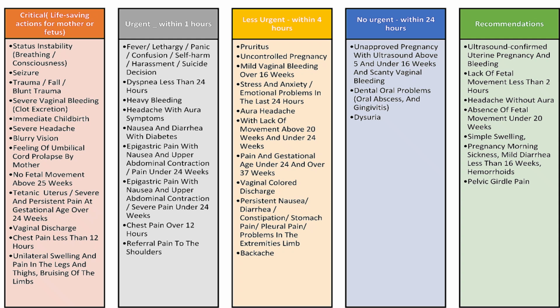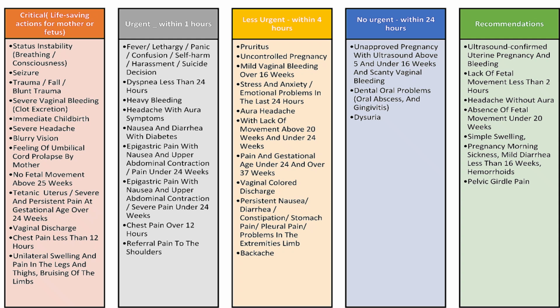severe vaginal bleeding, that is the clot excretions, immediate childbirth, severe headache, blurry vision, feeling of umbilical cord prolapse by mother, no fetal movement above 25 weeks, tetanic uterus, severe and persistent pain at gestational age over 24 weeks, vaginal discharge, chest pain less than 12 hours, and unilateral swelling and pain in the legs and thigh, bruising of the limbs.